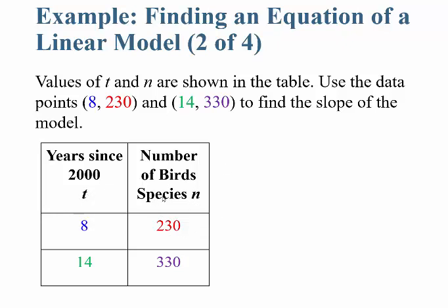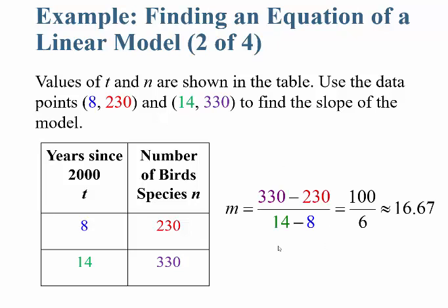To find the equation of a line, you need two things. You need a point on the line, and I've got two of them. But I also need to know the slope of the line. I can find the slope from these 2 points. The slope is the change in y, which we're calling N, over the change in x, which is the change in T. So it's 330 minus 230 divided by 14 minus 8. So you get 100 divided by 6.